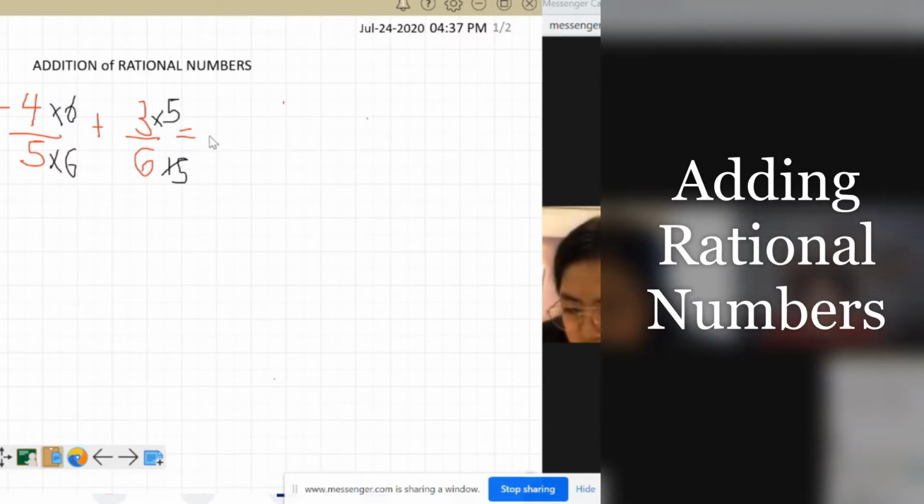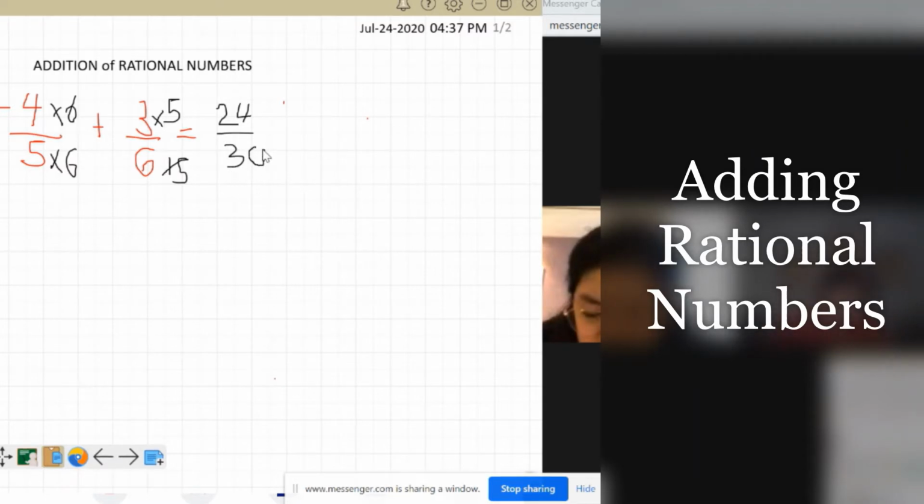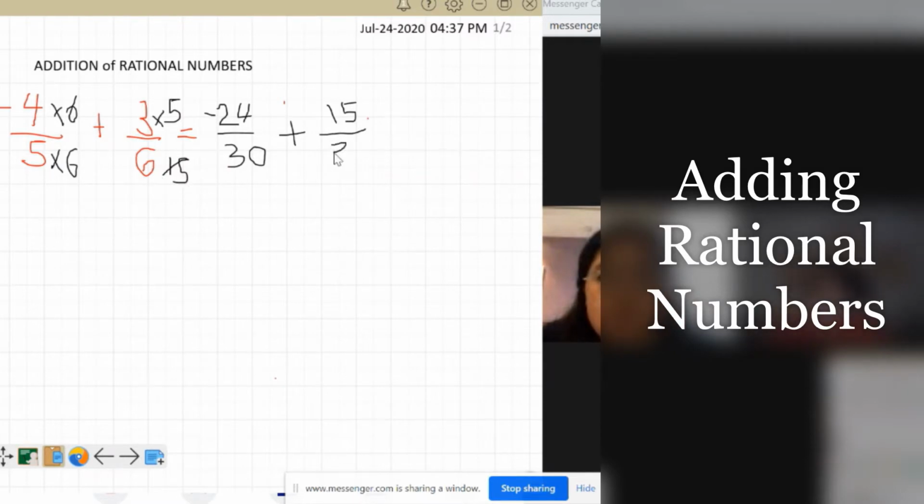After doing that, we're going to have a new fraction. So 4 times 6 is 24 over 5 times 6 is equal to 30. Okay? Don't forget, there's a negative sign here, so you need to put the negative sign here also. Plus 3 times 5 is 15 over 6 times 5 is 30. Okay? After that, what are we going to do next?